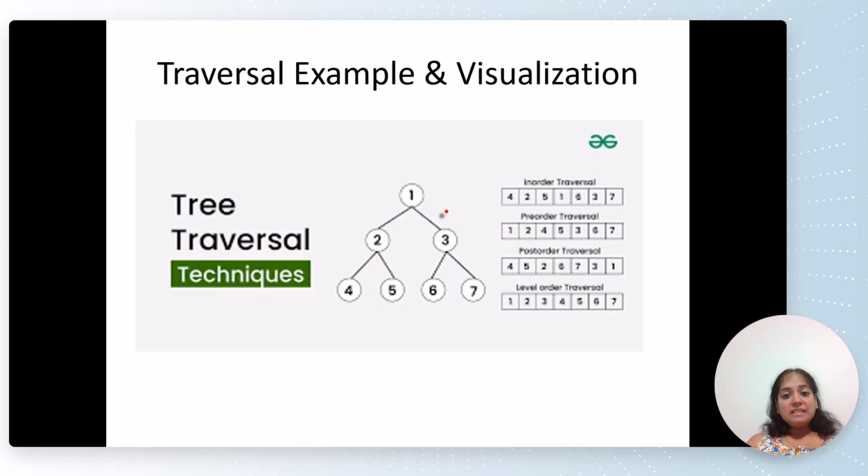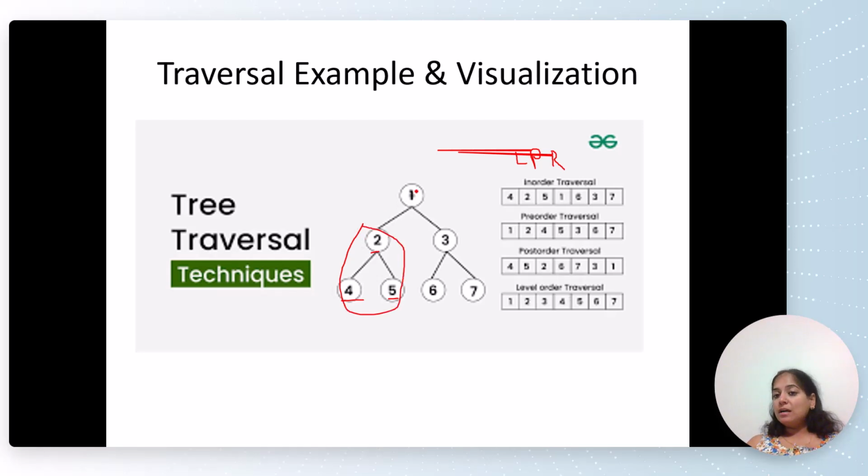For example, this is a tree, this is not a binary search tree. These are the keys 1, 2, 3, 4, 5, 6, 7. If we perform its in-order traversal, which is left node, then parent node, then right node, so left, parent, right. You start with the root node, which is 1. The left node of 1 is 2, and the left node of 2 is 4. So the left node is 4. Then the parent, the parent of 4 is 2. And then the right node, which is 5. So 4, 2, 5.